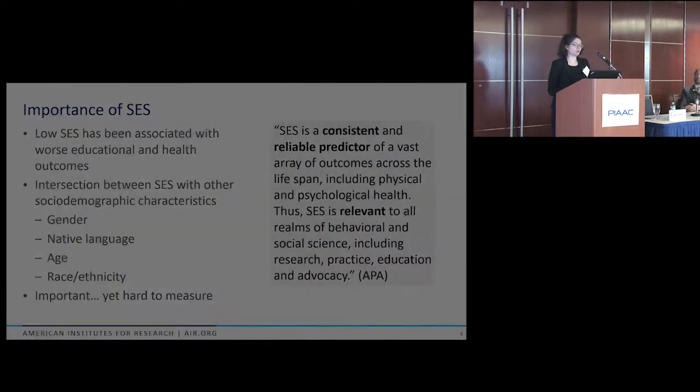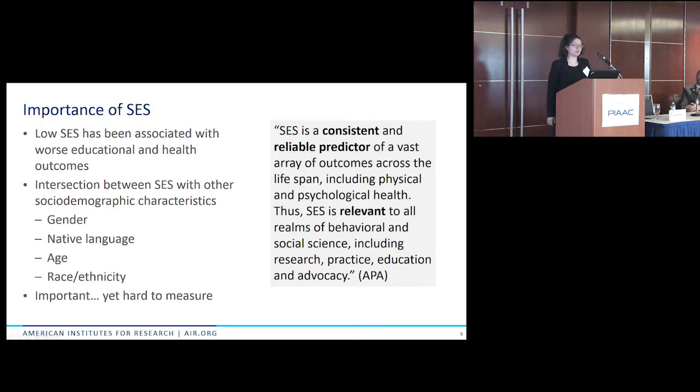We all know that SES is important. Low SES has been associated with worse educational and health outcomes. We know that there's some relationship between SES and other socio-demographic characteristics, such as gender, native language, age, and race and ethnicity. The APA states that SES is a consistent and reliable predictor of a vast array of outcomes across the lifespan, including physical and psychological health. Thus, SES is relevant to all realms of behavioral and social sciences, including research and practice.